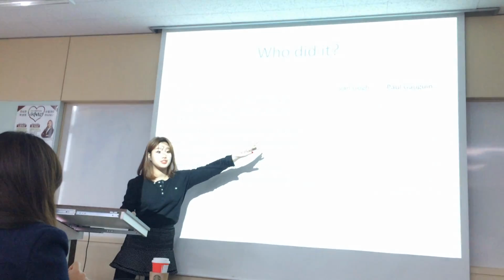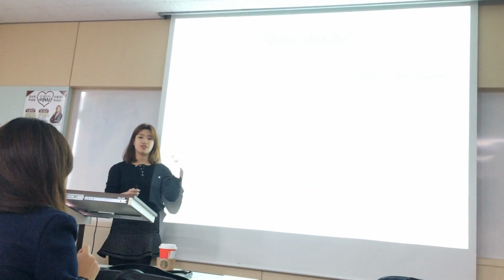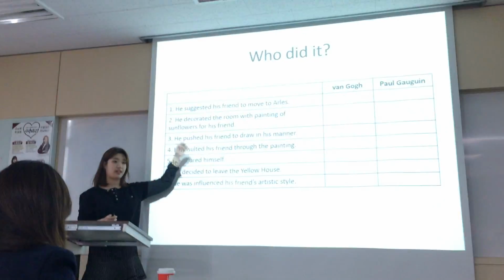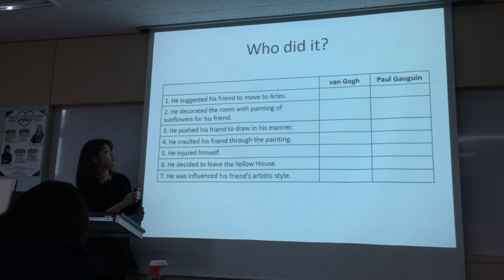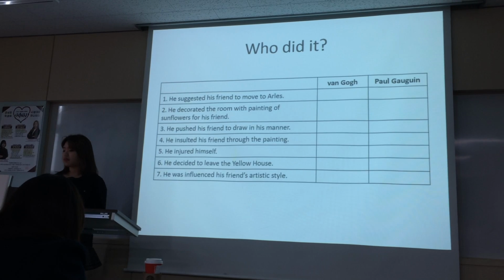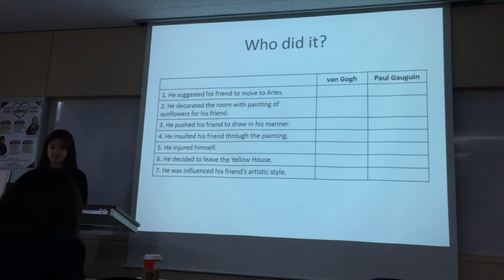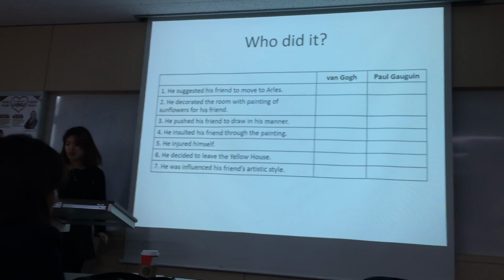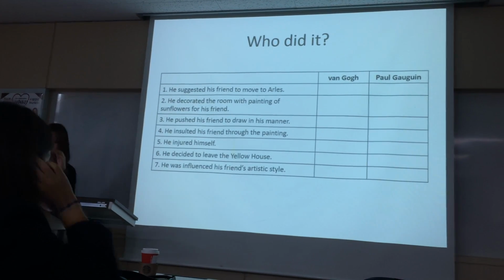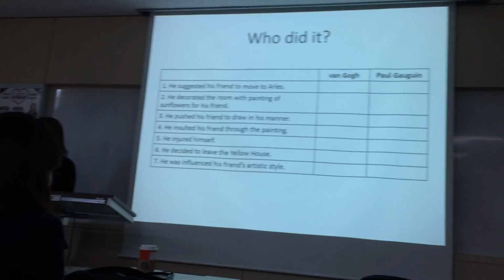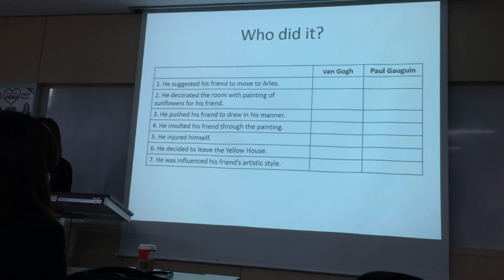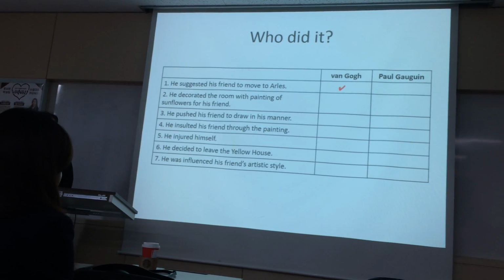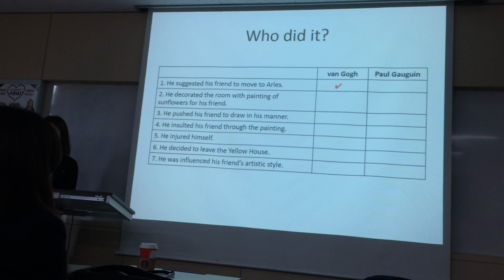Identifying who did what helps you to sum up this story very well, and these are the main events of the story. So please check who did it, and I will read one more time and I will give you 2 minutes. Thank you. Let's check the answers. Who suggested his friend to move to Arles? Yes, Yerin? Right. Van Gogh suggested Paul Gauguin to move to Arles.